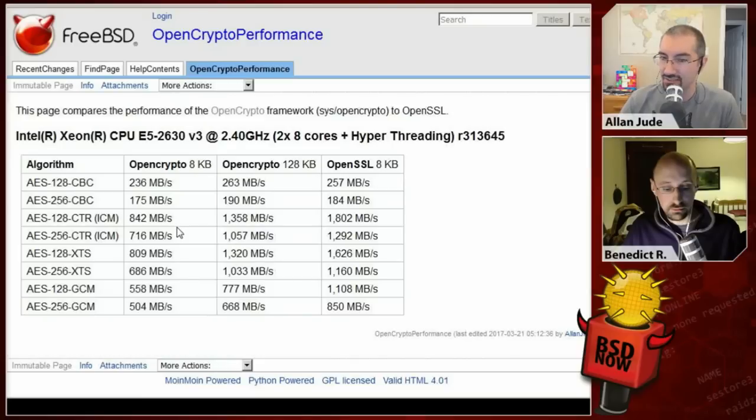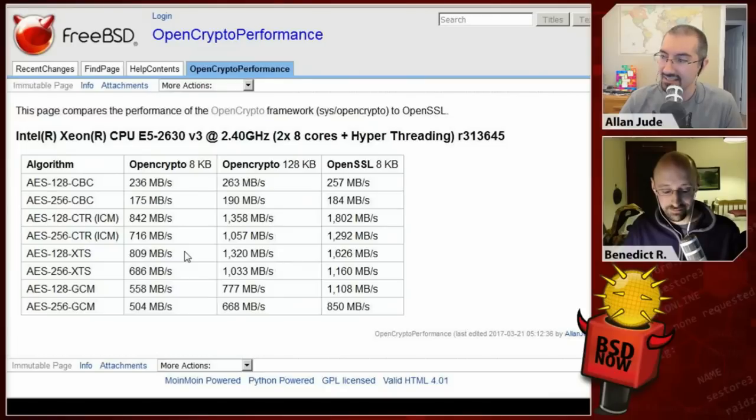At 8K blocks, the Open Crypto framework can only do about 800-ish megabytes a second, but with 128K blocks, it can do about 1350. Of course, OpenSSL can do 1800 with 8K blocks. So we need to at least double the performance of the FreeBSD one to catch up to OpenSSL there.